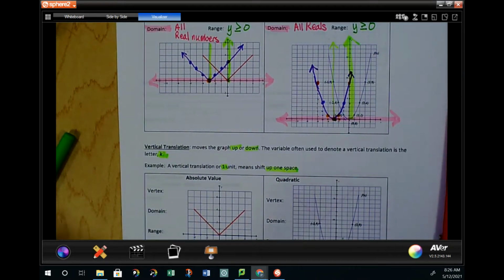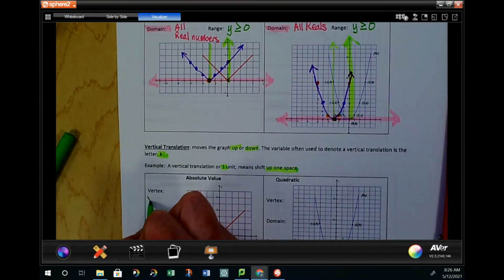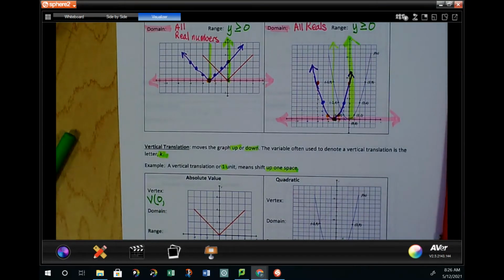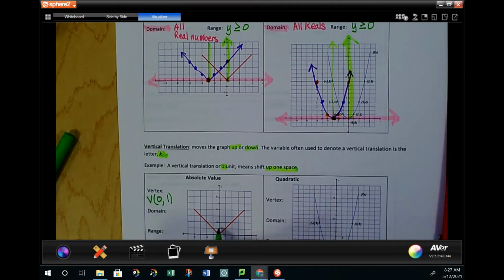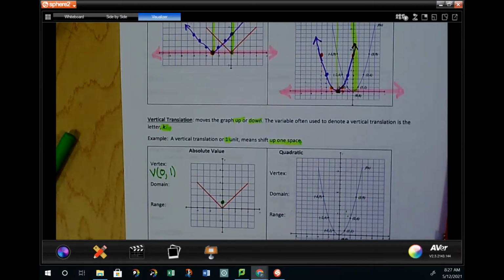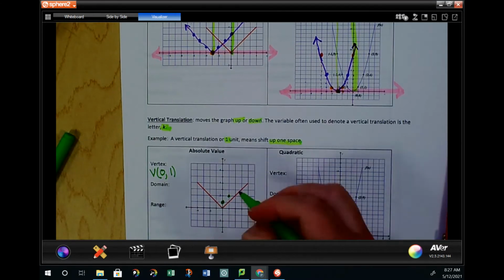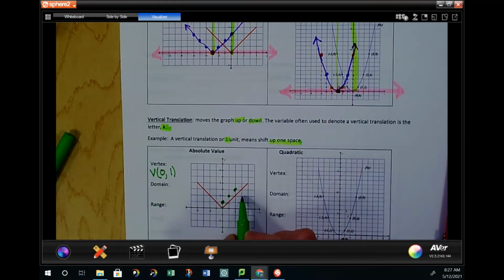So now when I go through my vertex, I don't have a horizontal translation, so my vertex is just 0, and now I'm moving it up 1. So I have 0, and now I'm moving it up 1. That's now going to be my minimum point. That's my vertex. So I'm going to move to the right 1, up 1. To the right 2, up 2. To the right 3, and then up 3.